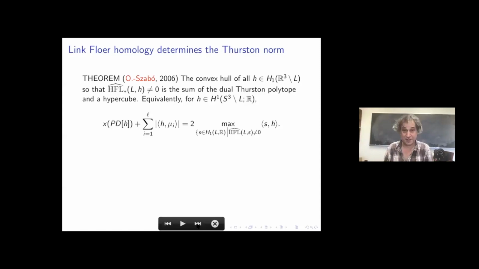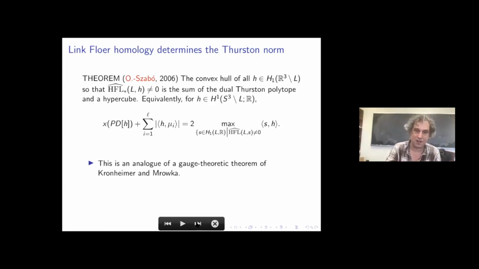If you want to think in terms of formulas, the statement is simply that the Thurston norm of the Poincare dual of a first homology class, plus a correction term measuring the evaluation of that first homology class against the meridians of all the link components, is equal to twice the maximum. This should be H1 of S3 minus L. The maximum of the evaluation of that first homology class on the relative two-dimensional homology class, some intersection pairing, and you maximize over all points in first homology for which this link Floer homology is non-trivial.